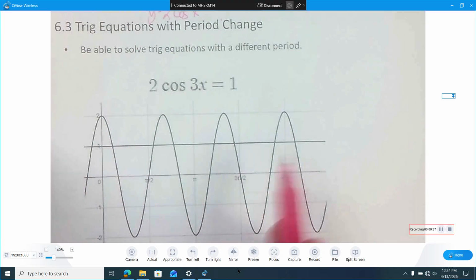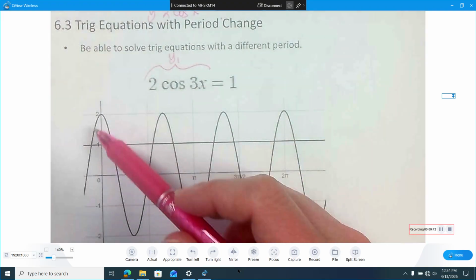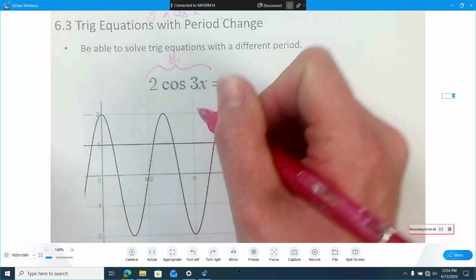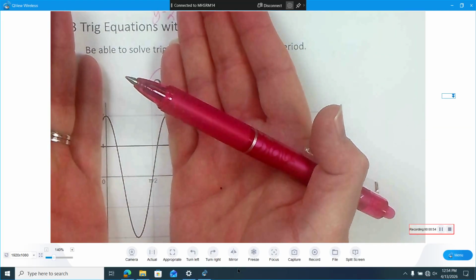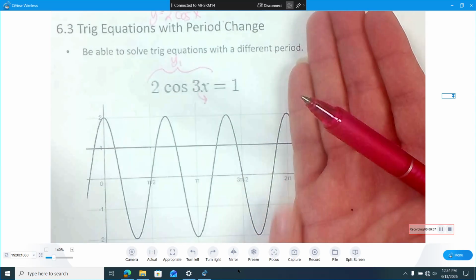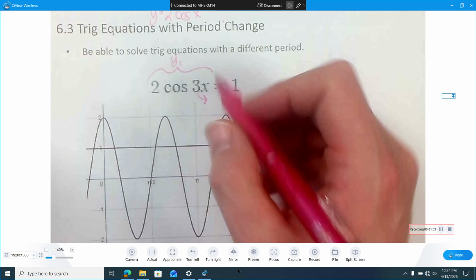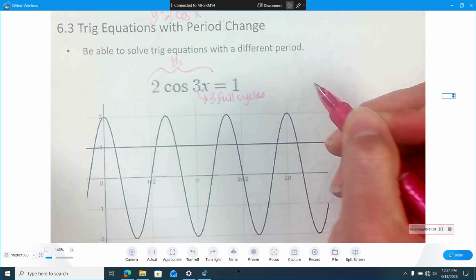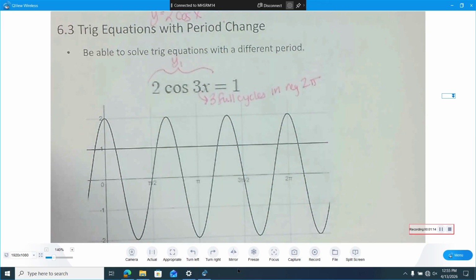And so what I've done here is I've graphed for you in y1, I put the left side in. So there's our cosine function. But what you can see, because of this 3 in there, we aren't just doing one cycle. We have 1, 2, 3 cycles in that 2 pi time frame, if you will. So that 3 means that there are 3 full cycles in the regular 2 pi rotation that we would normally do. So it's speeding things up, really.